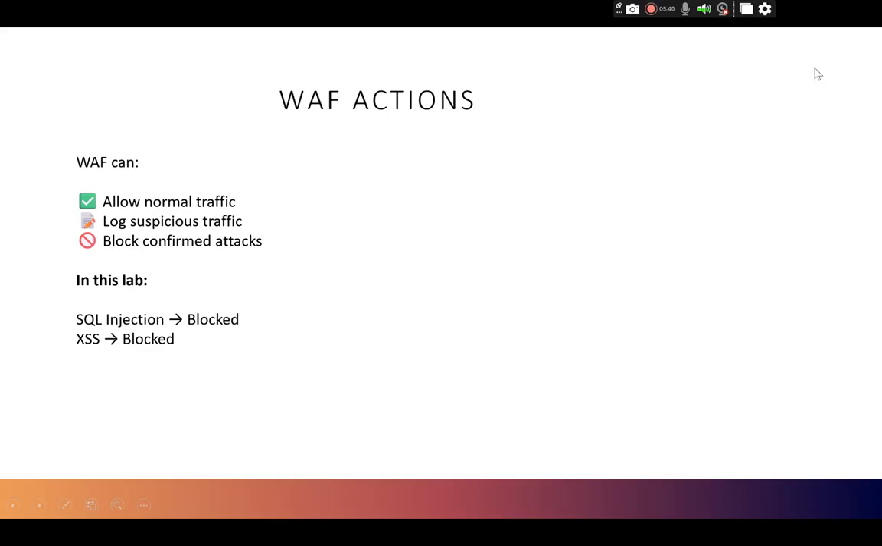Based on analysis, a WAF can take 3 actions. It can allow normal traffic, log suspicious traffic, or block confirmed attacks. In our demo, SQL injection and XSS attacks were clearly blocked. Normal traffic was allowed.